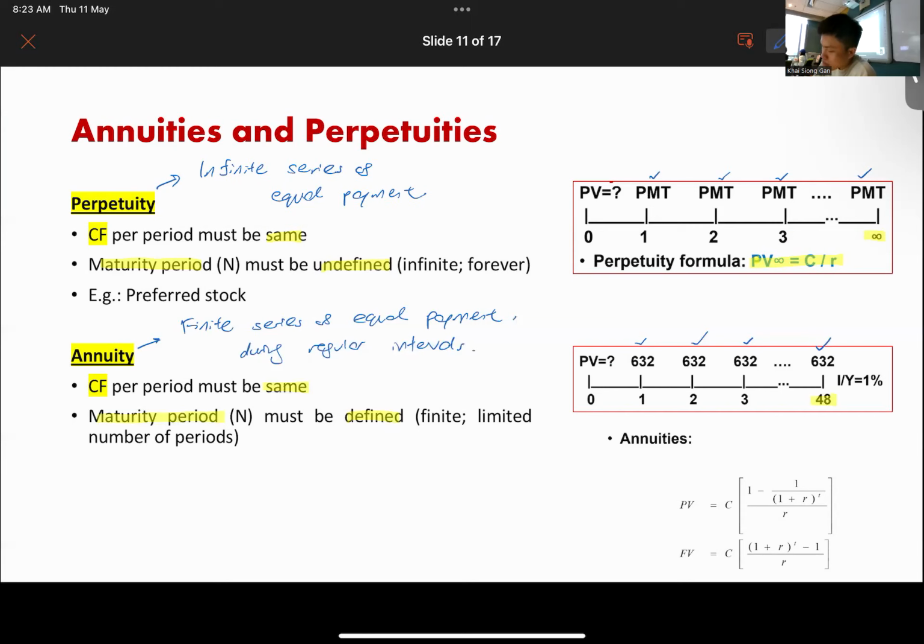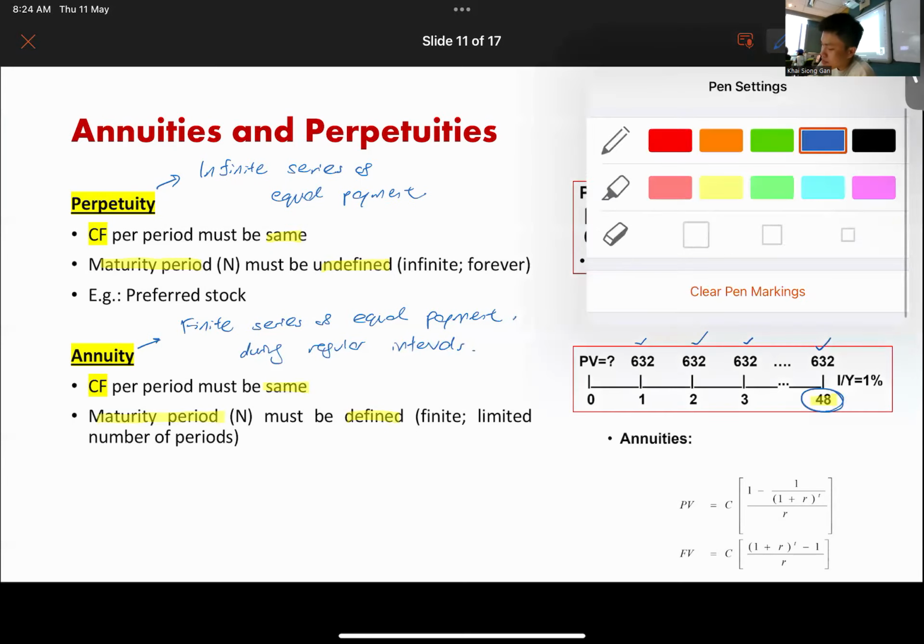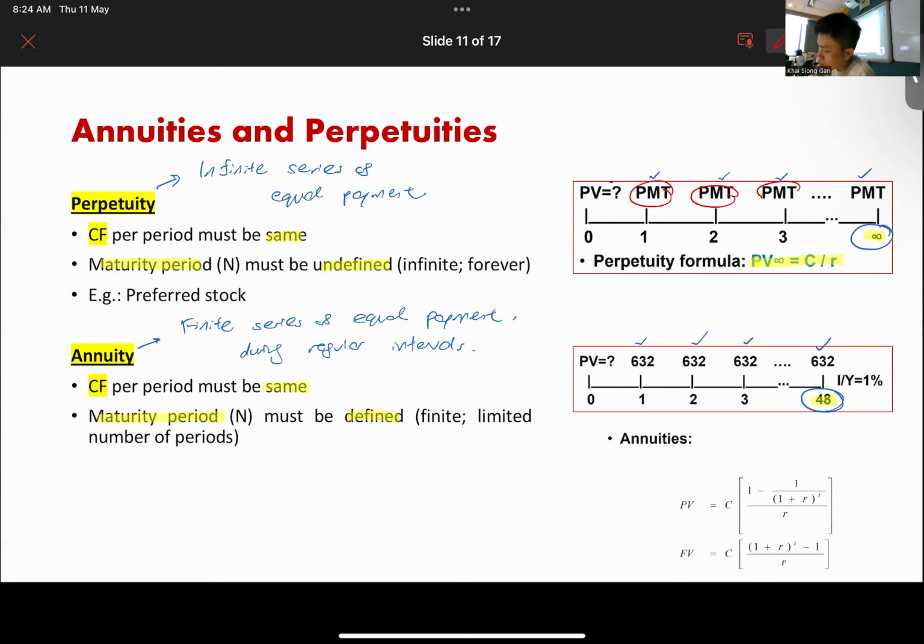So the difference between perpetuity and annuity is that one is for infinity, one is finite. But the similarity between these two is that the cash flow they receive should be equal. The formula for annuity is these two, but we will use the financial calculator to derive the PV value or FV value. So we don't really use the formula methods over here. So that's the first thing you need to know for tutorial 5.